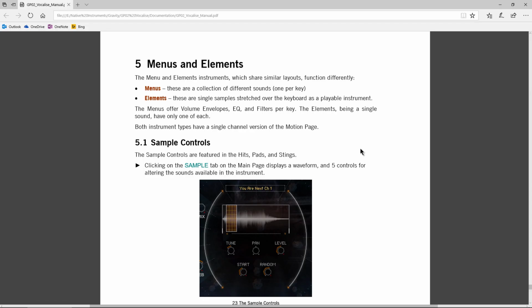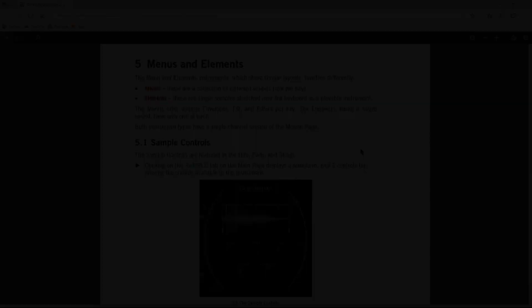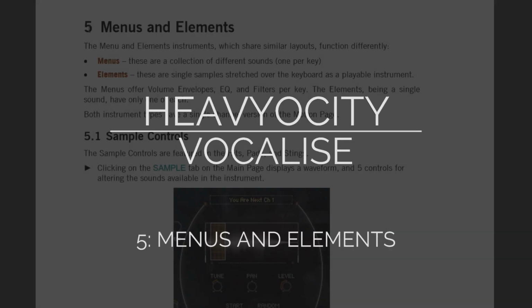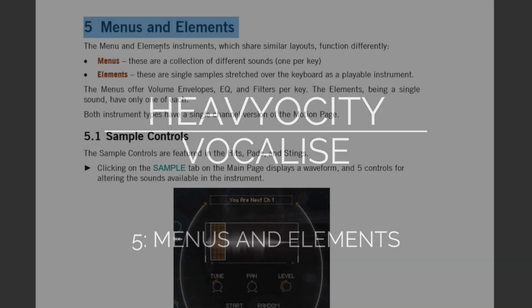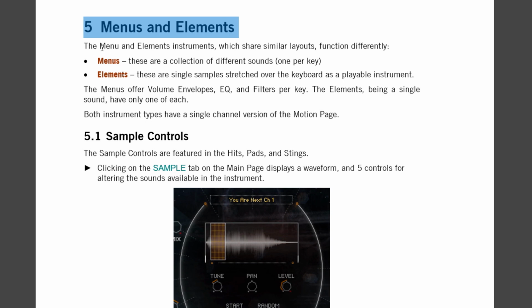It's taken quite a while to get through this, but we're almost done. On to the last section here. Section 5, menus and elements. So the menu and elements instruments, which share similar layouts, function differently. Menu instruments are collections of different sounds, one per key. And elements are single samples stretched over the keyboard as a playable instrument. The menus offer volume envelopes, EQs, and filter per key. The elements, being a single sound, only have one of each, which we already saw.